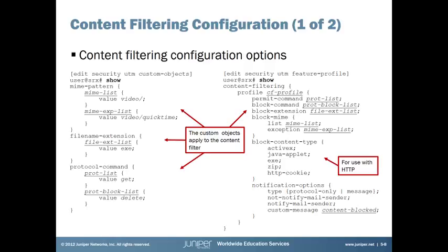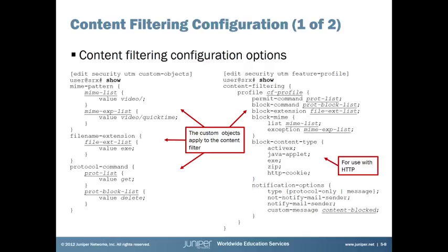Okay, then we're blocking content type. So there's ActiveX, Java applets, exe files, zip, and HTTP cookies. It's an example here. And notification options. So protocol only message, or we can send an email message. So we can choose not to notify the mail sender or to notify the mail sender, and we can put a custom message in, which is something like a content blocked message. Okay, so quite a few things we get to configure in this content filtering.